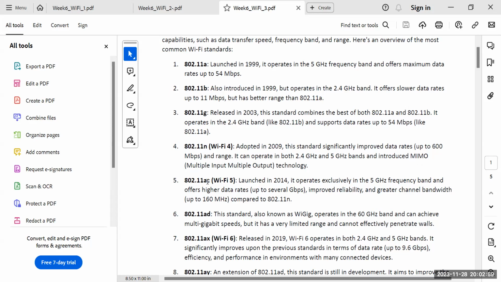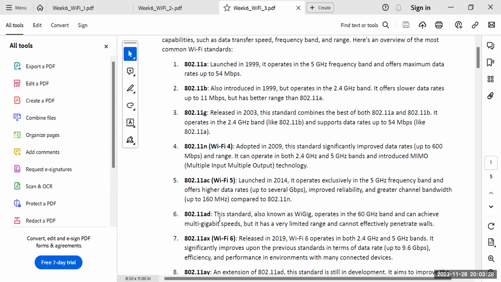Then we have 802.11ac, which is also quite famous and called Wi-Fi 5. That was launched in the year 2014. It operates exclusively in the 5 gigahertz frequency band. It offers higher data rates, up to several gigabits per second, improves reliability, and has a greater channel bandwidth of up to 160 megahertz compared to 802.11n.